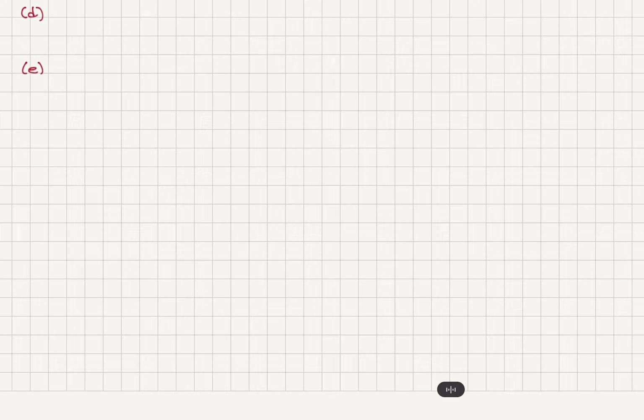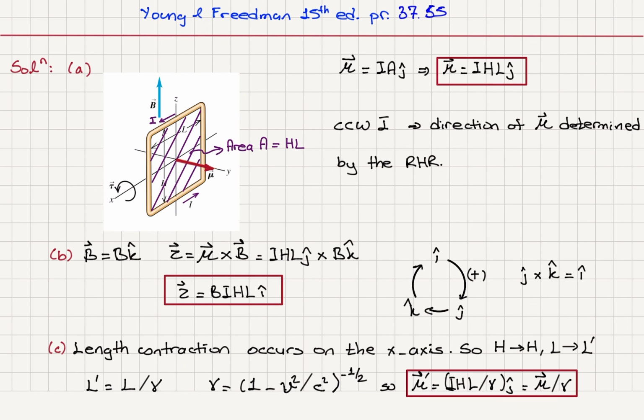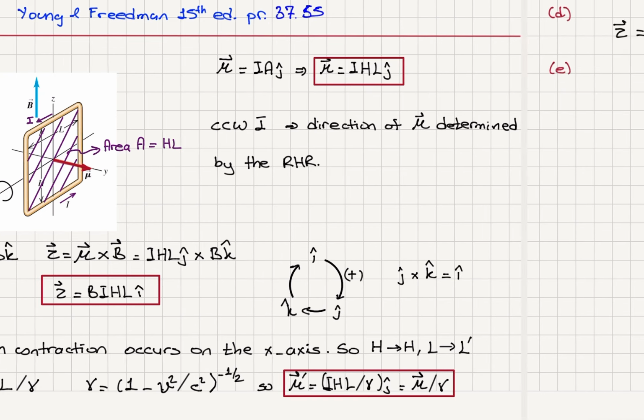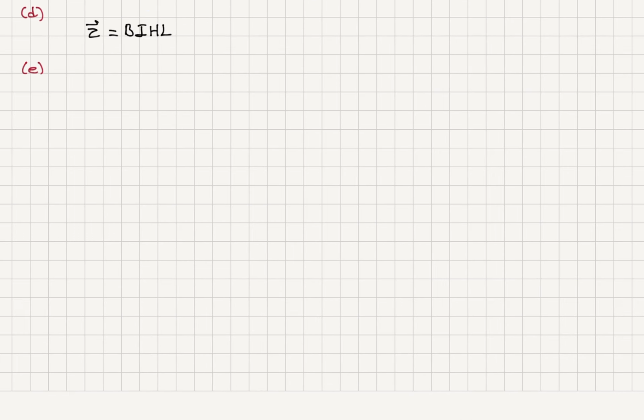So if they are measuring the same torque, remember this torque is mu cross B. It is BIHL in I hat direction. Remember, BIHL in I hat direction. So this must be equal to the torque measured by the aliens, which is B prime IHL prime in I hat direction.